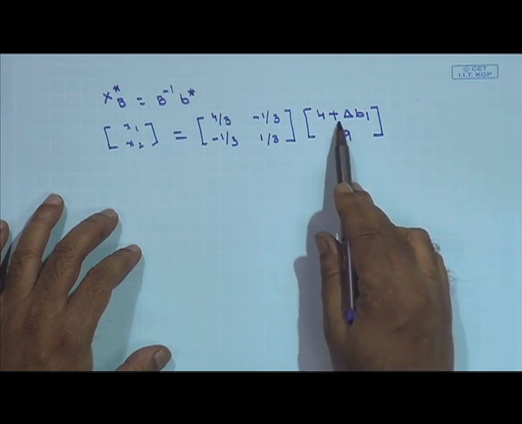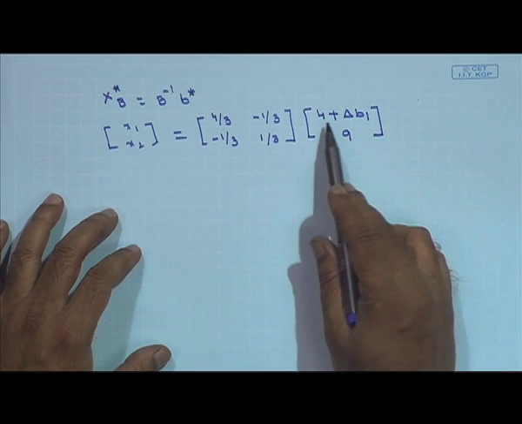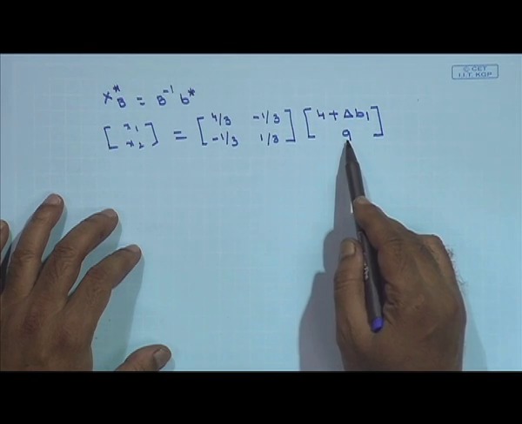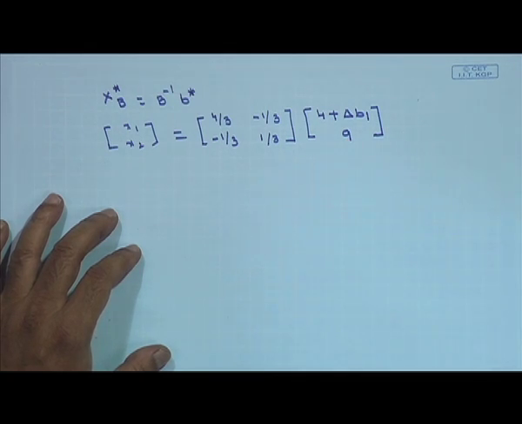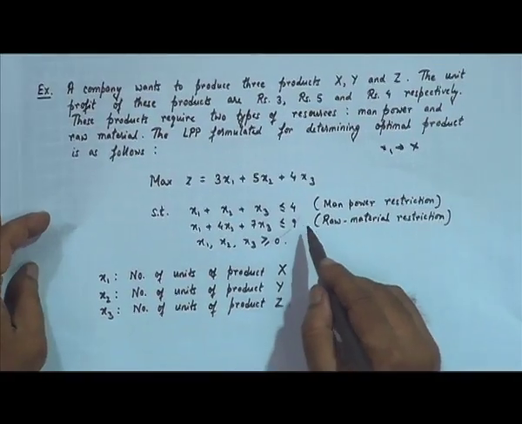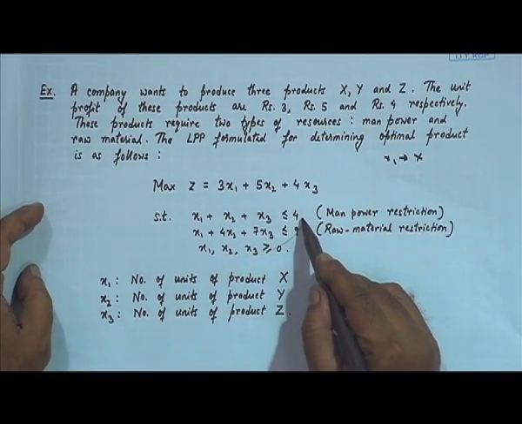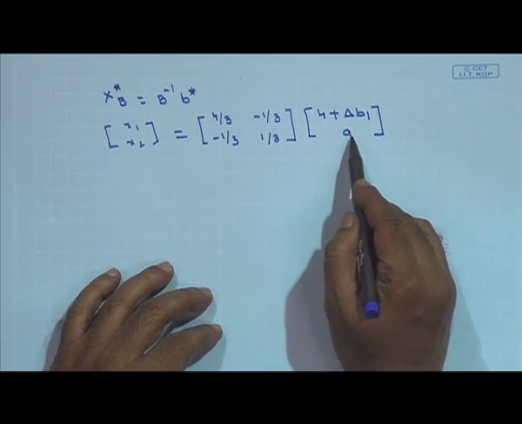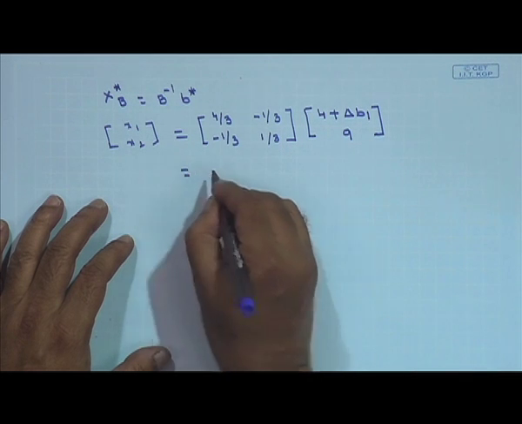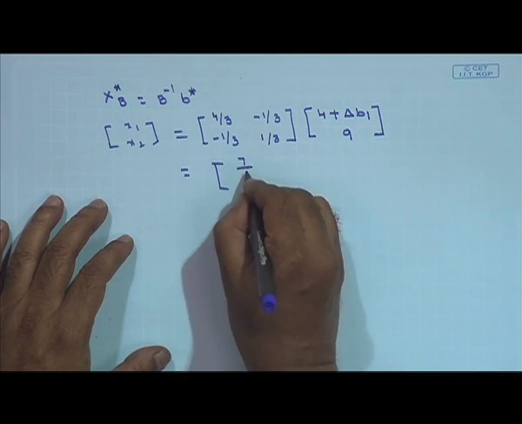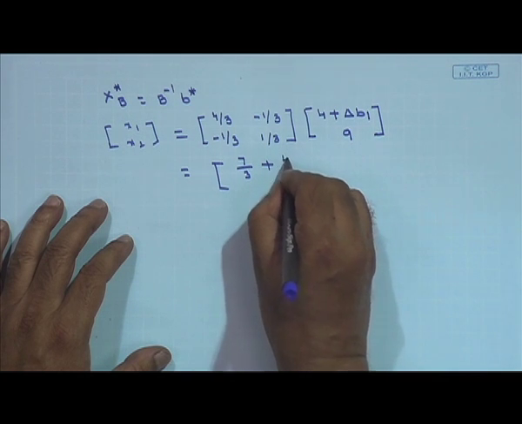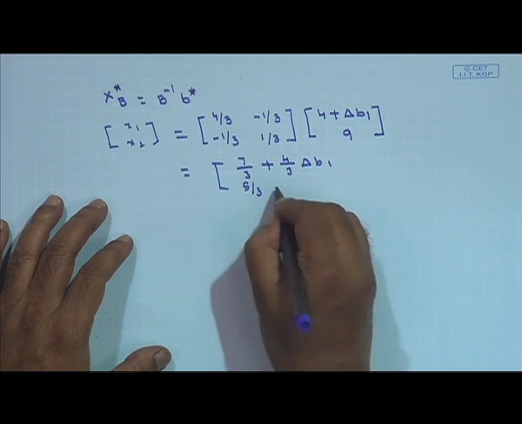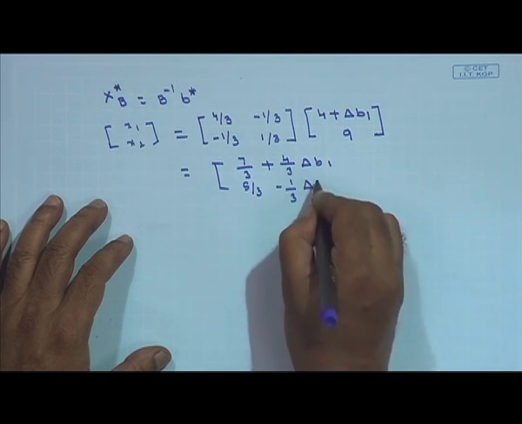B star you are writing as 4 plus delta B 1, the original value was 4, B plus delta B 1, and for the second one the value from this table is 9. Your second resource was 9 and the first resource was 4. So, this 4 has been increased to 4 plus delta B 1 and this remains 9. So, this equals 7 by 3 plus 4 by 3 into delta B 1 and 5 by 3 minus 1 by 3 into delta B 1.